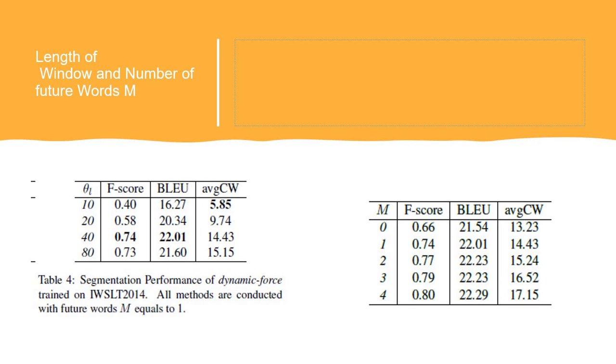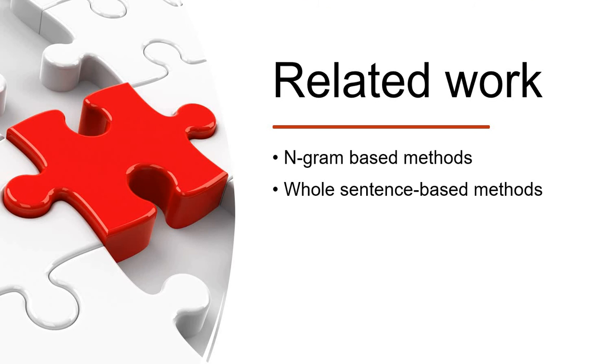And then related work. Sentence boundary detection has been explored for years, but the majority of this work focuses on offline punctuation restoration instead of being applied in simultaneous translation. Existing work can be divided into two classes according to the model input. The first one is n-gram based methods and the second one is whole sentence based methods. What are n-gram based methods?